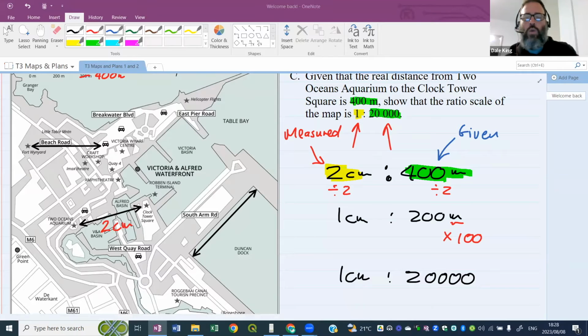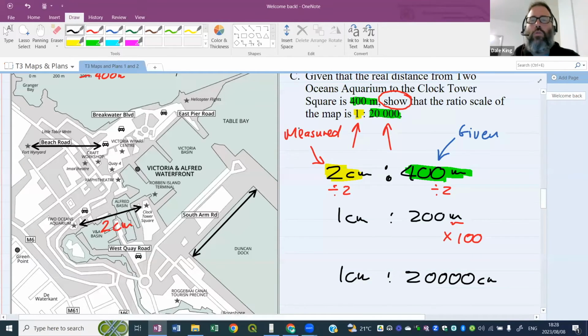All right. So we should get 20,000. 1 centimeter is equal to 20,000 centimeters. So we're confirming the question's ratio scale because they say show that. Look at this question here. They say show that the ratio is 1 is to 20,000. All right, and we've shown we've got that exact ratio scale there.